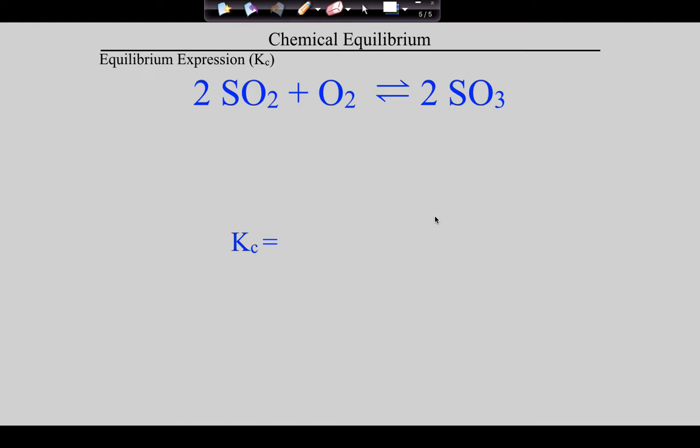So, guys, here's what I want you to do. You didn't skip lines, right? You're up here. Write the KC expression. Remember, there's 2 rules. Coefficients become exponents. Addition becomes multiplication. You know that it's right over left. Based on that, give it your best shot at writing the KC expression for this equilibrium system. Remember, it's brackets and not parentheses. And that does matter.